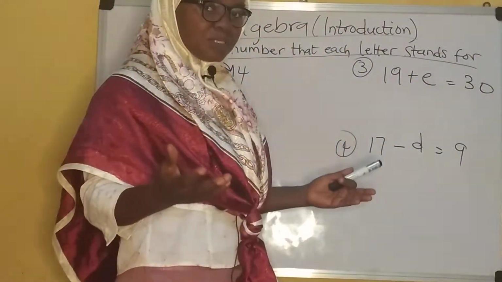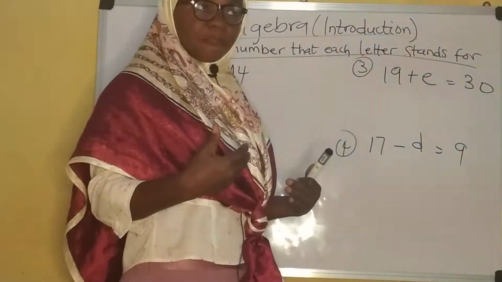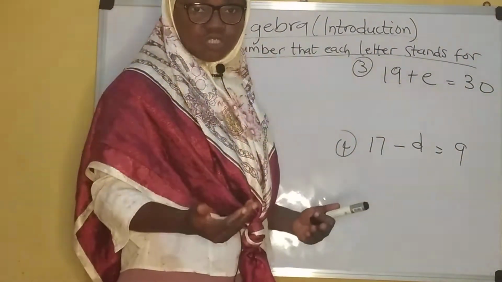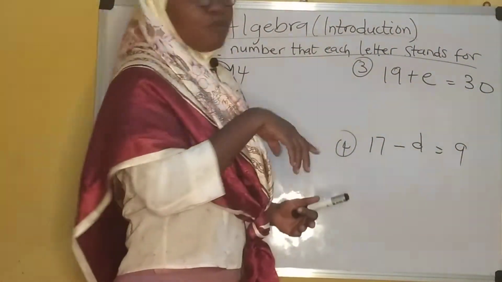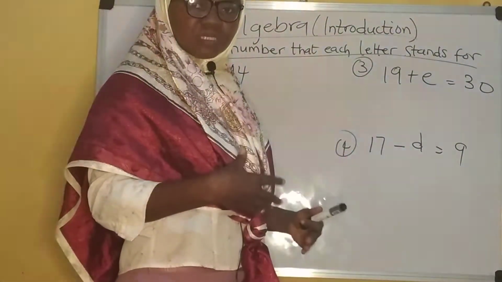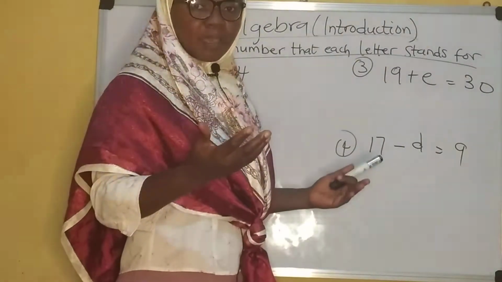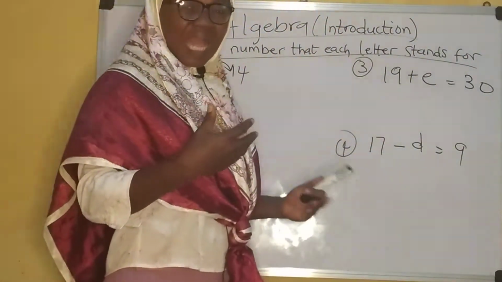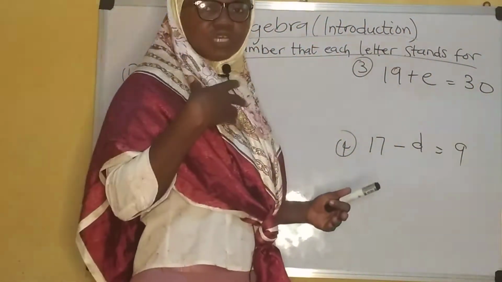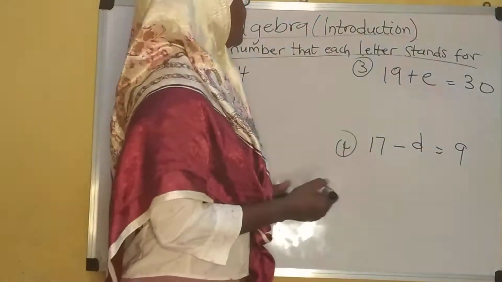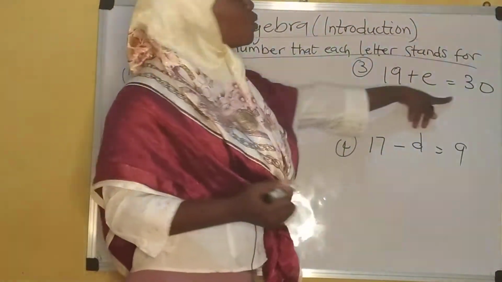Now, the more examples we take, the better it becomes, the easier it becomes for you. Do you understand? All right. And no matter the number of examples that we treat here, please try to lay your hands on as many questions as possible. And if you need any of my help, you can reach out to me via the comment section. All right. So the next one is 19 plus e equals to what?